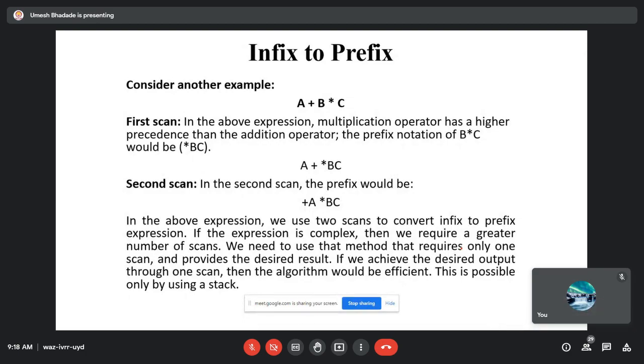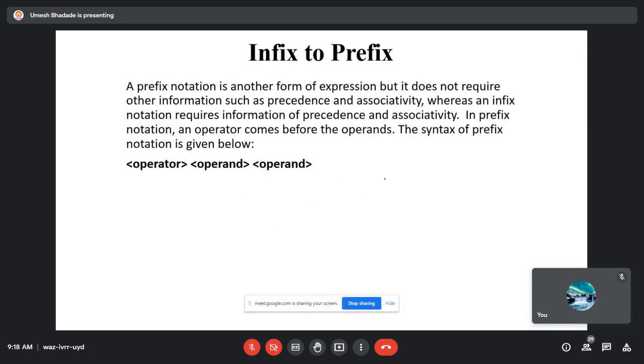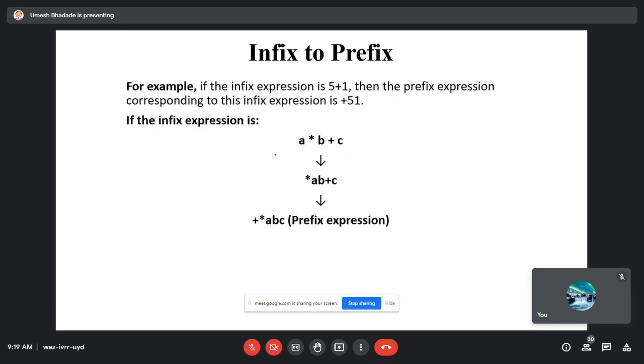As you know, I've told you that in case of prefix, the operator is first and then the operands are there, right? For example, plus AB. So this is the prefix for A plus B as the infix expression. So from infix we have to convert to prefix. Let us consider one example. Say the infix expression is A star B plus C.